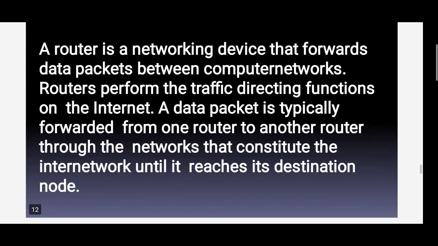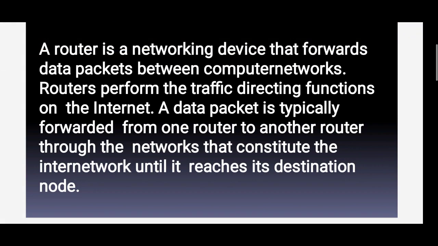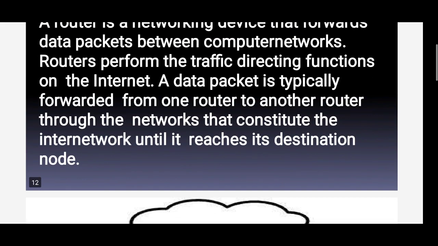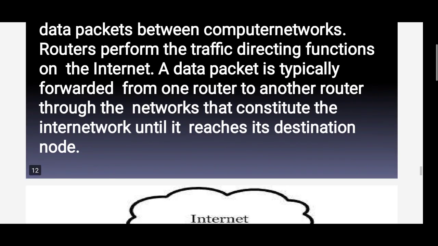Router. A router is a networking device that forwards data packets between computer networks. Routers perform the traffic direction functions on the internet. A data packet is typically forwarded from one router to another router through one network, through the networks, until it reaches the destination node.